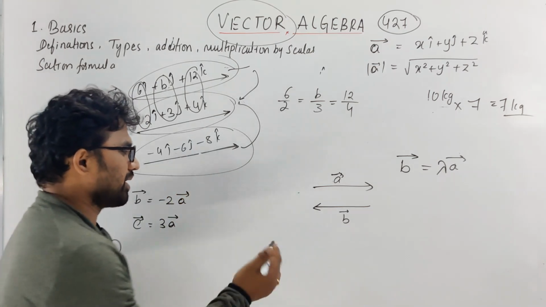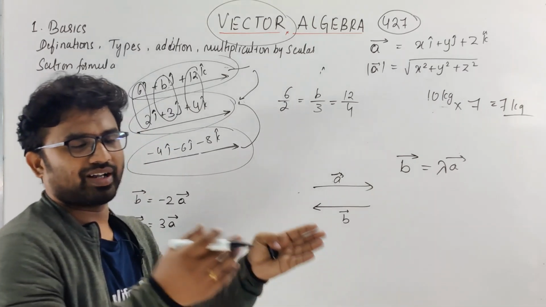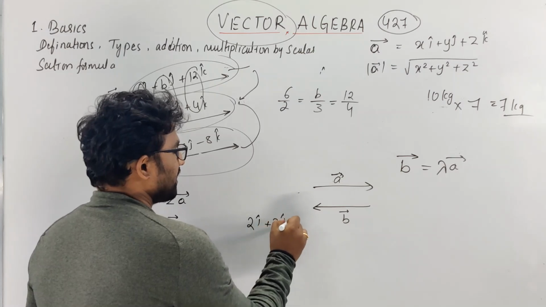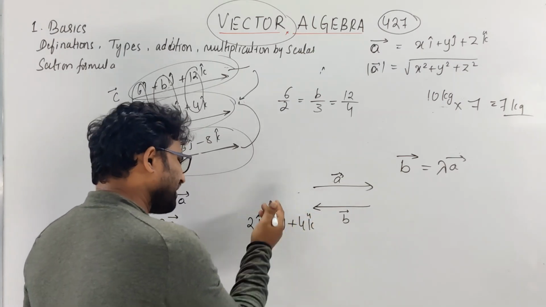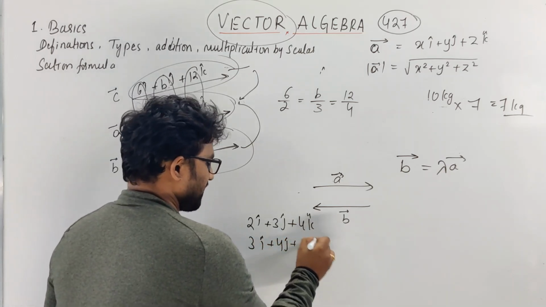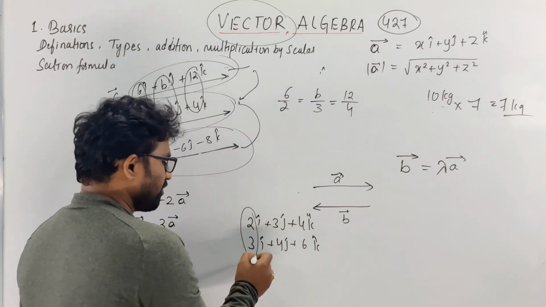So as I told you, if you have vectors like 2 i cap, 3 j cap and 4 k cap, and you want to add one more vector, you can directly add it. There is no need to worry. 4 j cap plus 6 k cap, for example, you can directly add it.